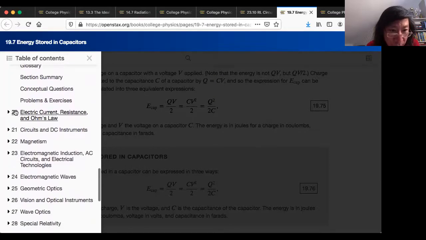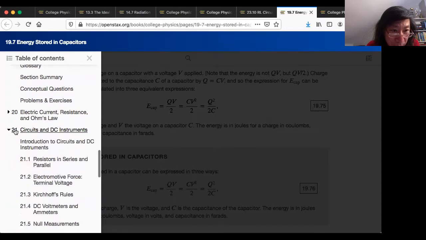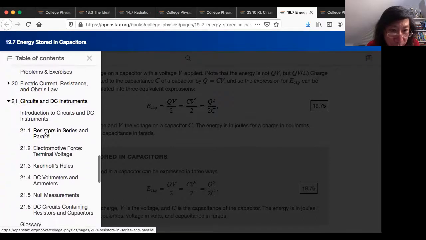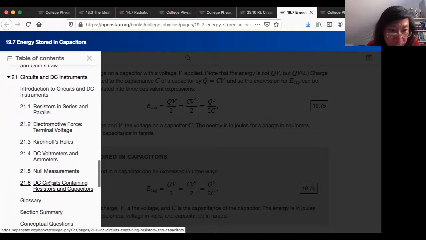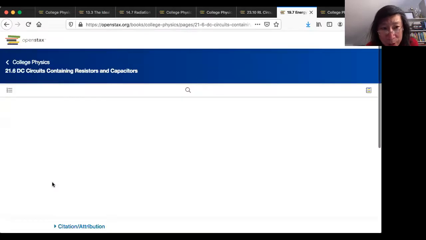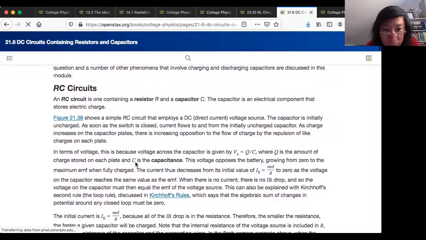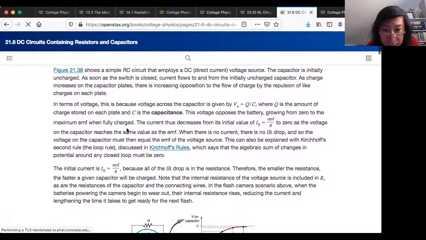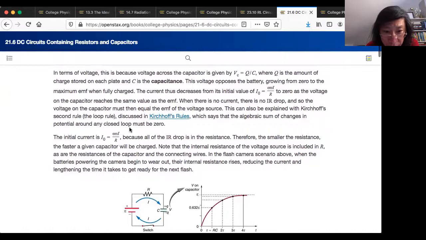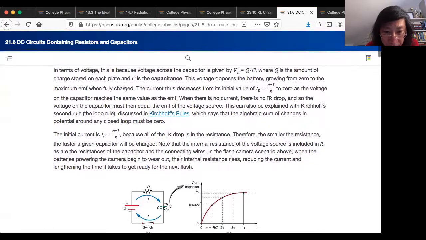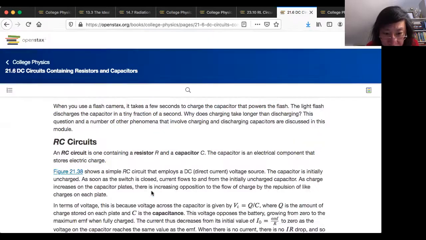What we want to do is go down to circuits and DC instruments. Let's go down here into chapter 21. And remember, with resistors in series and parallel, DC circuits containing resistors and capacitors. Let us remind ourselves what the situation is. We have an RC circuit. When you discharge, you have all this charge sitting in the capacitor and it discharges through the resistor.